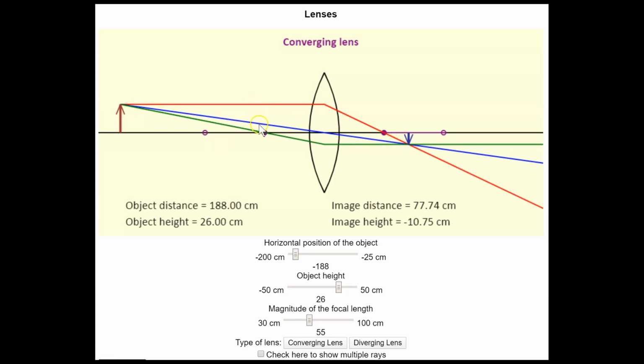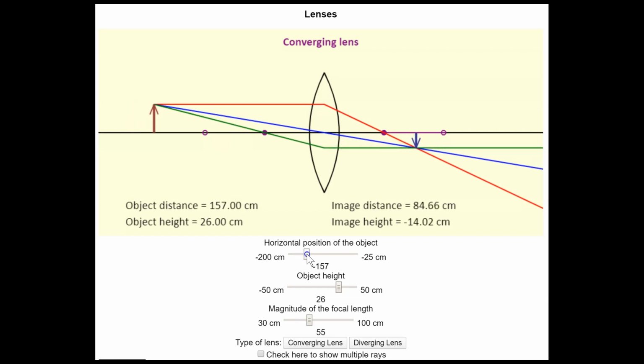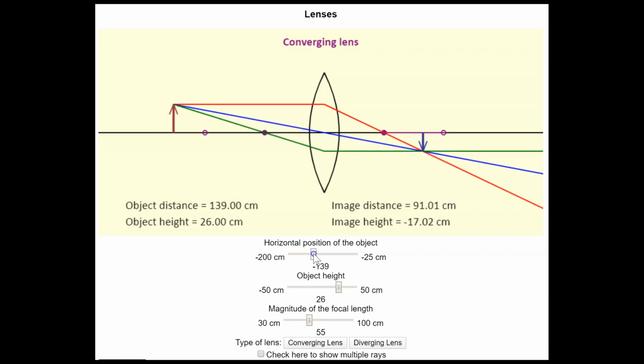I have a red, a blue, and a green. Now, what I want you to pay attention to here is that as this object moves inward, look what happens to the image. So here I go. Now if I move this guy inwards, you could see that the image moves from roughly the far focal point on the other side, and it's starting to move towards the two focal point location.